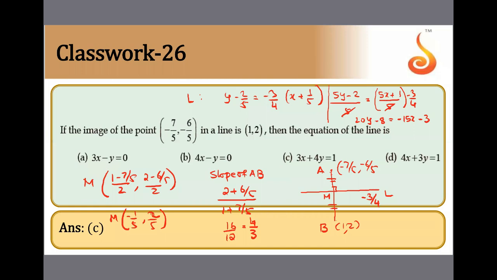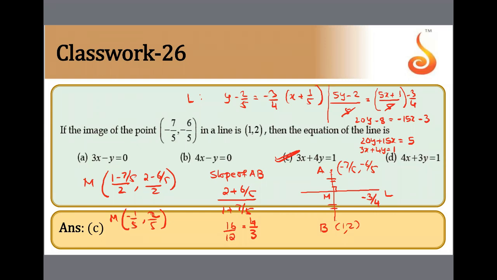Somewhere I made a mistake; let me check. 5 threes are 15x. Slope is correct. 5y minus 2 is correct, then minus 3 is correct. Then what do we get? Correct, yes: 20y plus 15x is equal to 5. So remove 5, and you get 3x plus 4y is equal to 1. Option C.